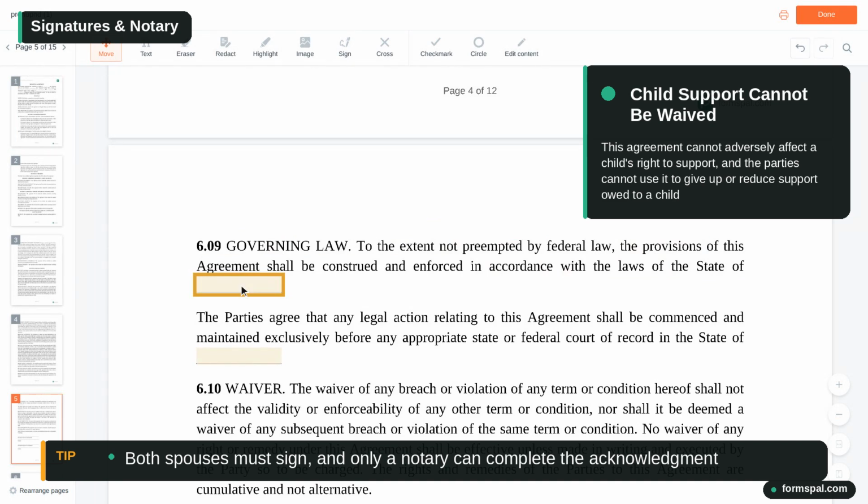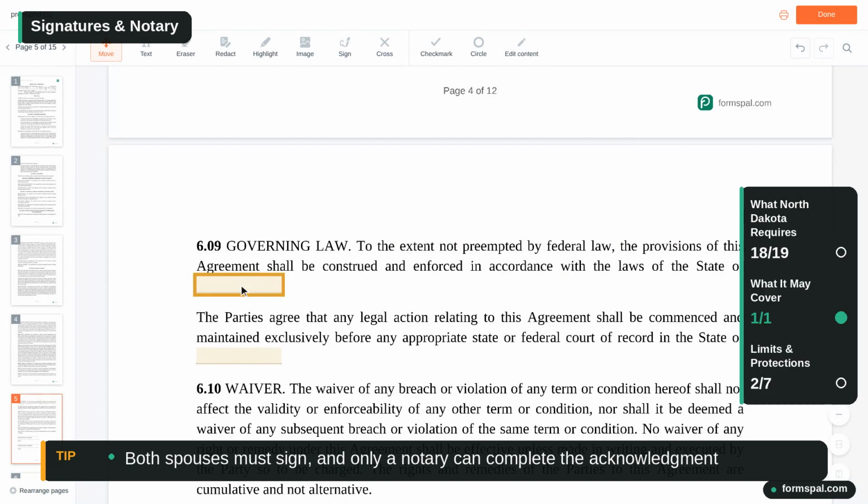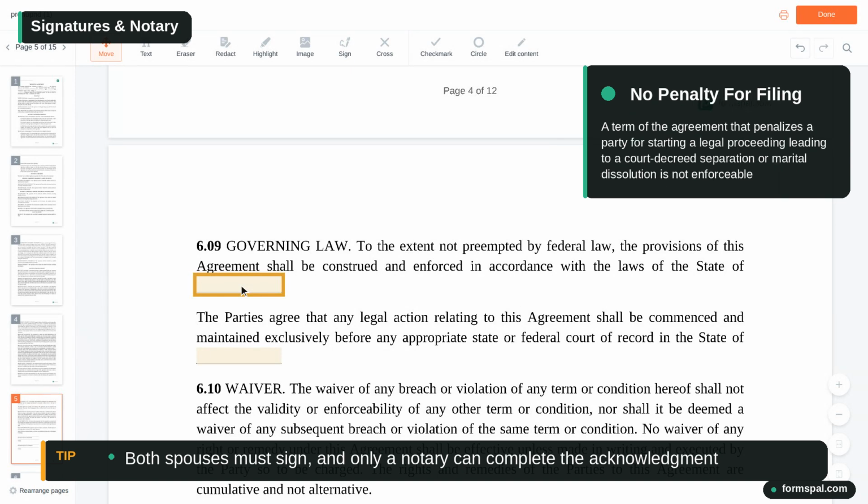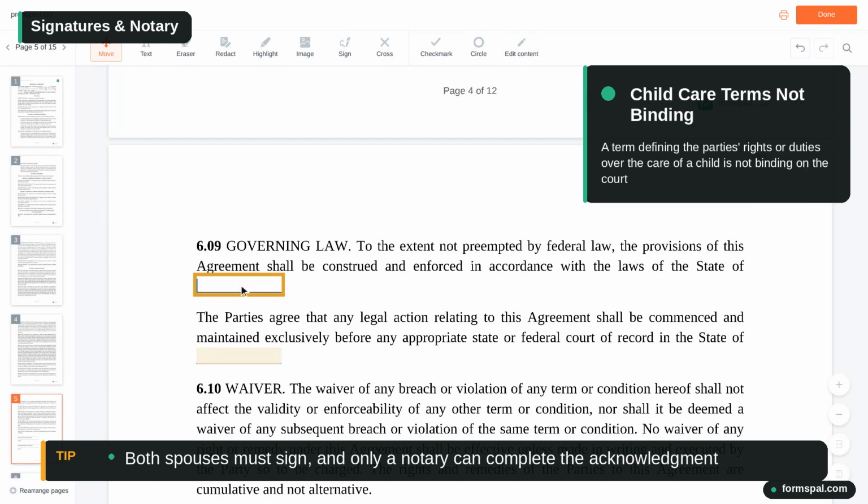A term that limits a remedy state law gives a victim of domestic violence is not enforceable. A term that tries to change the grounds state law gives for a separation or a divorce is not enforceable. A term that penalizes a person for starting a separation or divorce case is not enforceable. A term about who cares for a child does not bind the court.